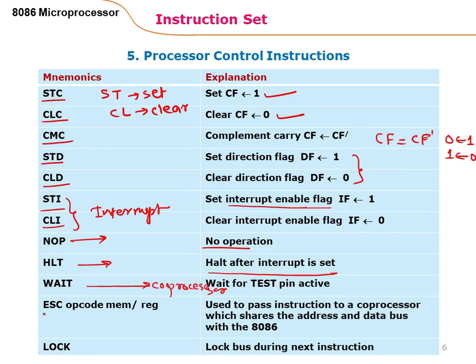Then ESC opcode, memory. It is used to pass the instruction to the coprocessor, which shares the address and data bus with 8086. So this is also used for the coprocessor. LOCK. This instruction is used to lock the bus during the next instruction, so the coprocessor cannot take control of the address bus.